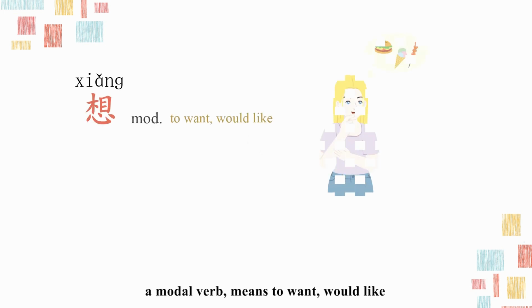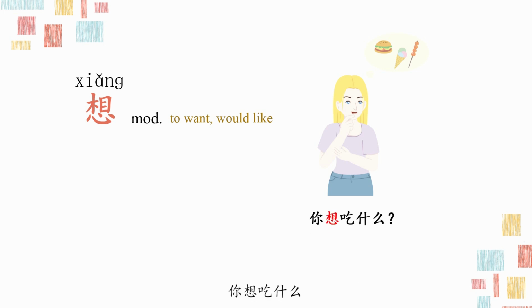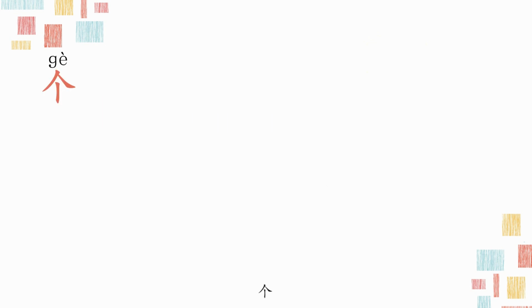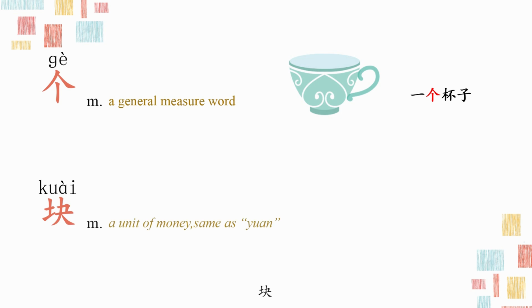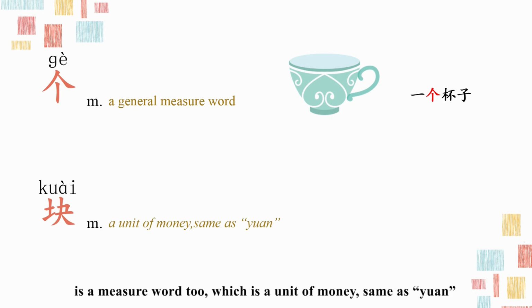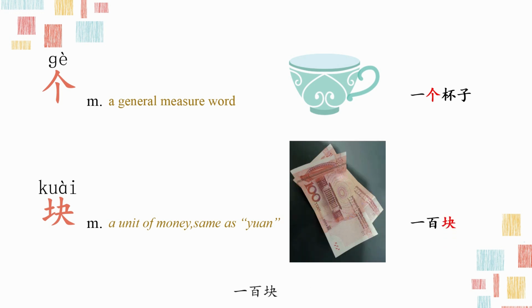想、A modal verb means to want, would like. For example, 你想吃什么？ what do you want to eat? 个、Is a general measure word. For example, 一个杯子。 a cup. 块、Is a measure word too, which is a unit of money, same as yuan. For example, 100块。 100 yuan.